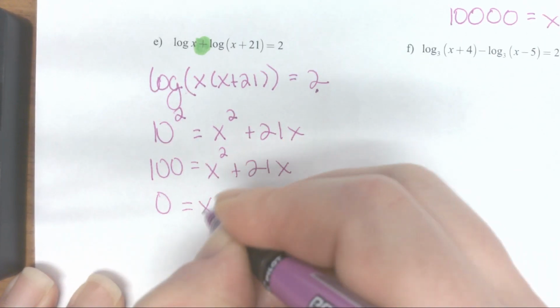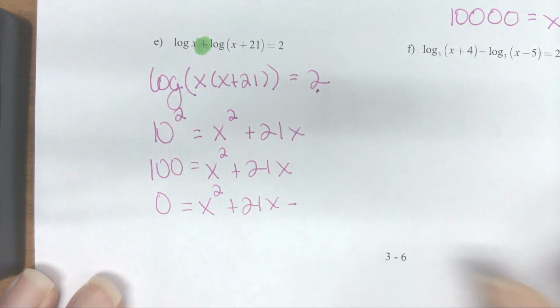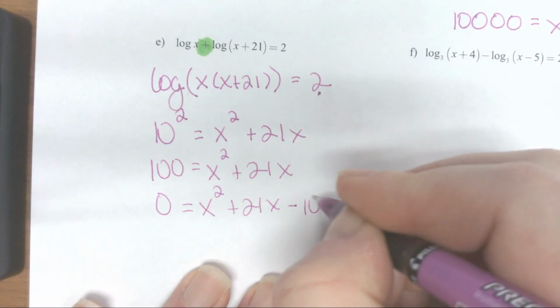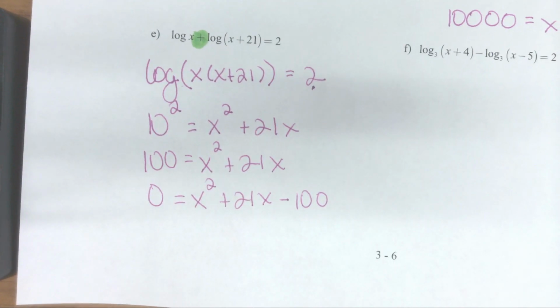X squared plus 21x minus 100. My thought right off the bat here is that it's not factorable, but no. So then I think we'd have to run it through, right? Because let's see. Oh yeah, 25 and negative 4.